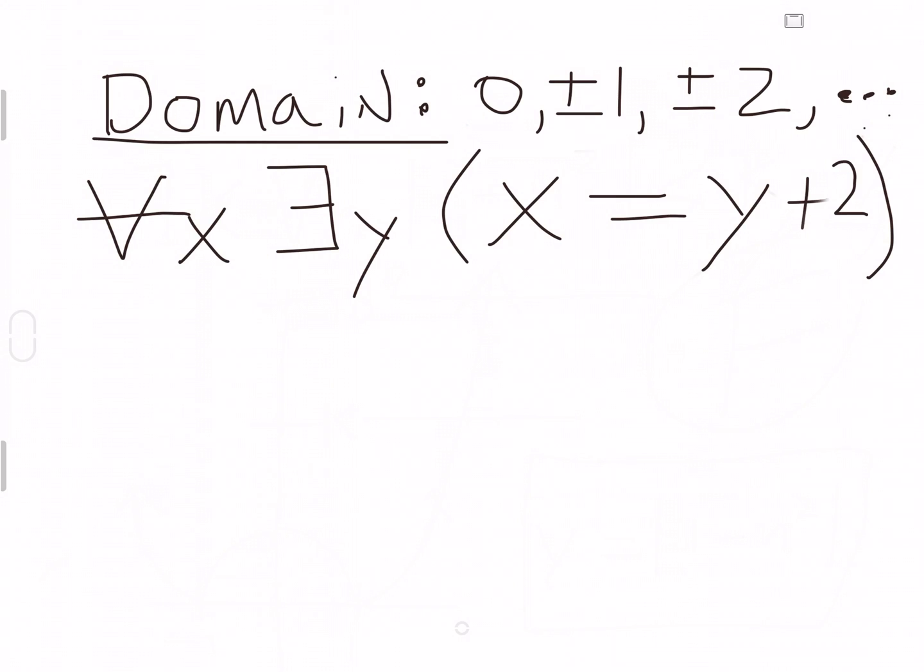Okay, in this video I will talk about nested quantifiers, and the example that we'll start with is this one here. Our domain is 0, plus or minus 1, plus or minus 2, plus or minus 3, plus or minus 4, on to plus or minus infinity, otherwise known as the integers. So our domain is the integers. And our statement says, for all x, there exists a y such that x equals y plus 2.